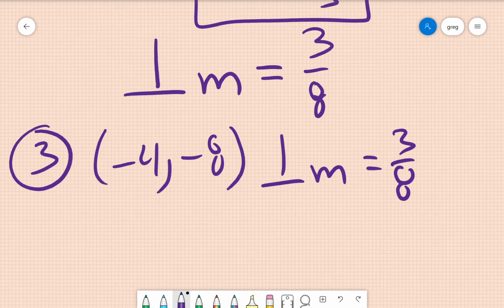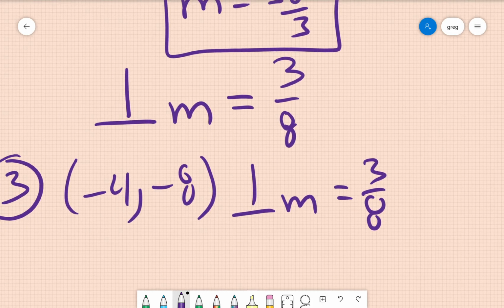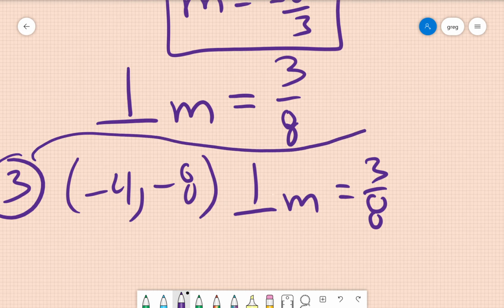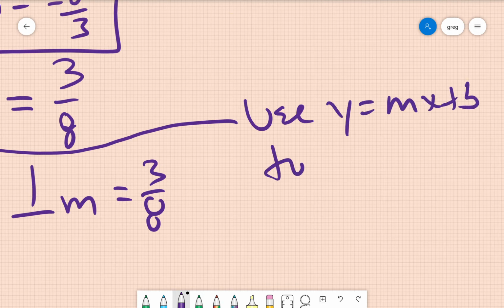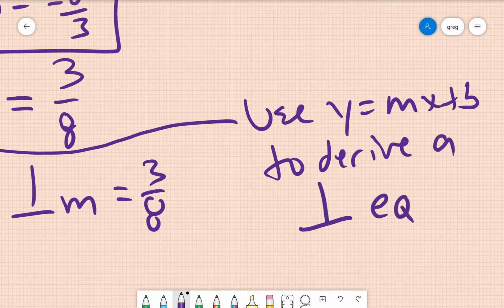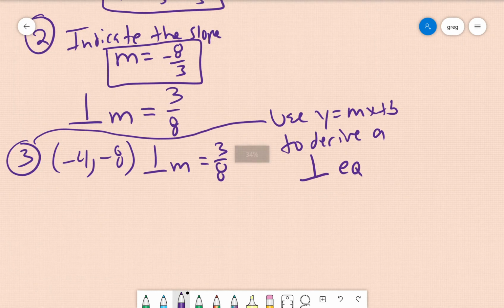I didn't write the instructions this time. What were the instructions for 3? I guess I'll write it off to the side over here. So for step 3, you want to use y equals mx plus b to derive a perpendicular equation. This is like the verbal instructions for step 3. I kind of skipped that part. So use slope-intercept form to derive a perpendicular equation.